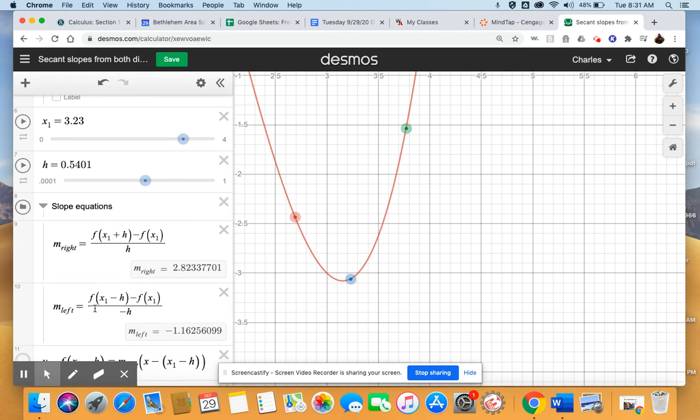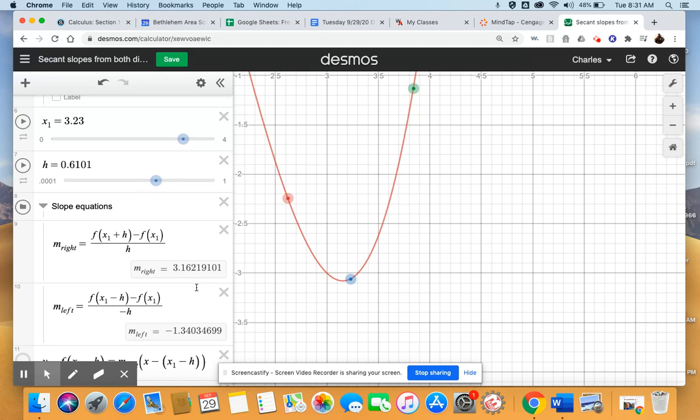And I also have a slope output for the slope between this point to the left and this original point. Now this point is going to stay right where it is. And as we move this h value and we make it smaller, we'll see those points get closer and closer. As we move it away, those points move further and further away.